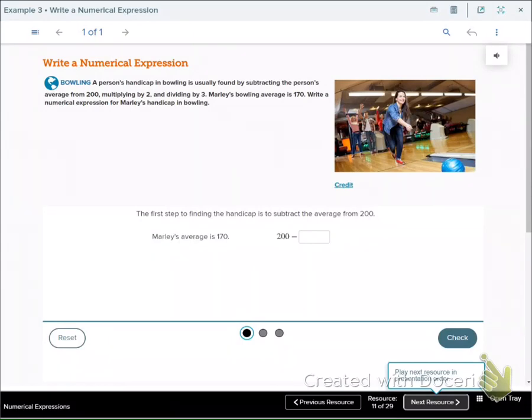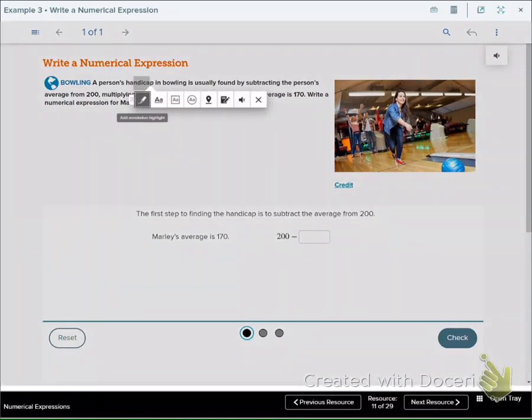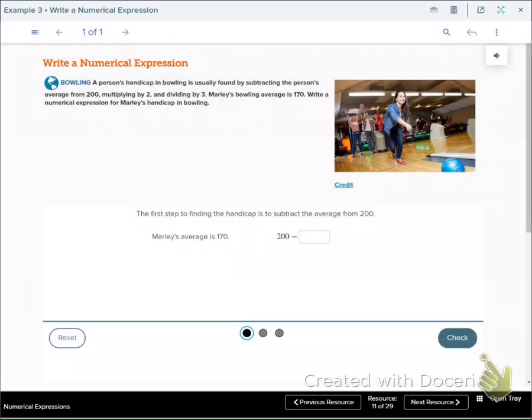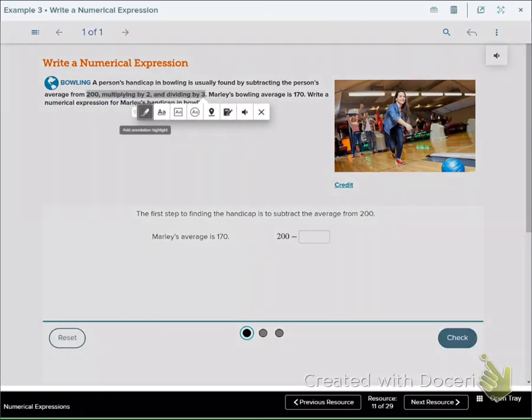So it's important to understand what we were reading. What are we trying to find? We're trying to find her handicap. How do we find a handicap? So let's go back up here and read again. A person's handicap is usually found by subtracting the person's average from 200, multiplying by 2, and dividing by 3.